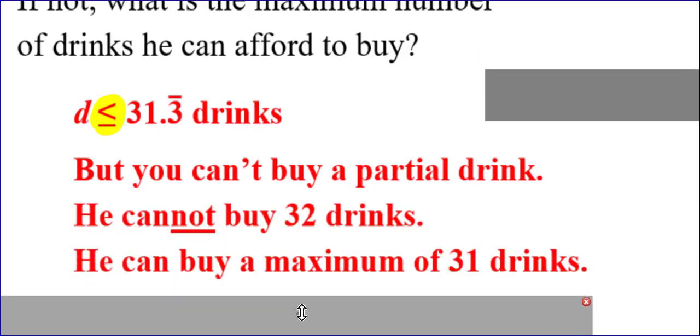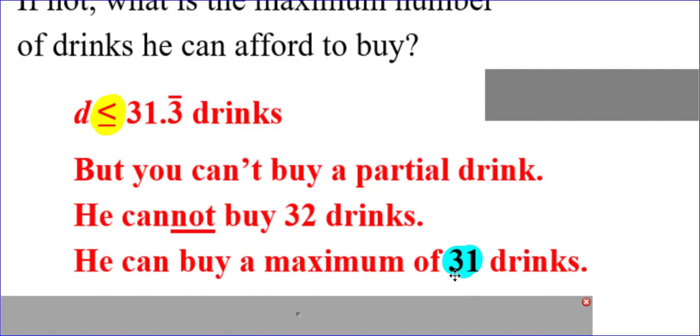The maximum that he's going to be able to buy is 31 drinks, because 31 is the biggest whole number that is less than or equal to 31.3 repeating, which is what our original solution said. Remember, you can't buy a partial drink. This is why it has to be a whole number.